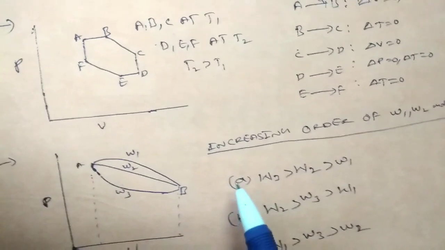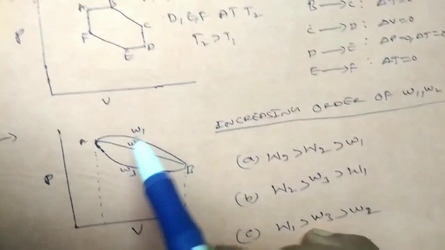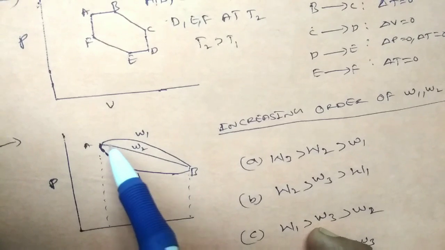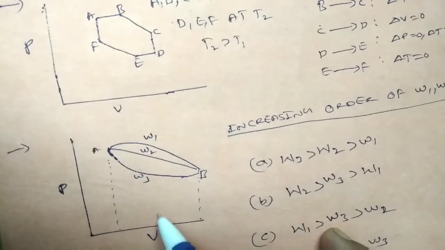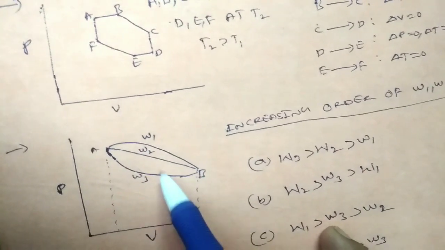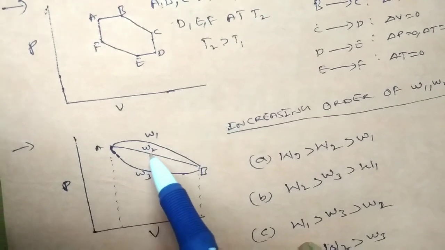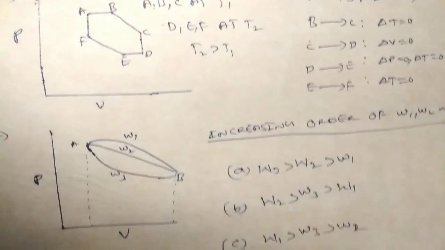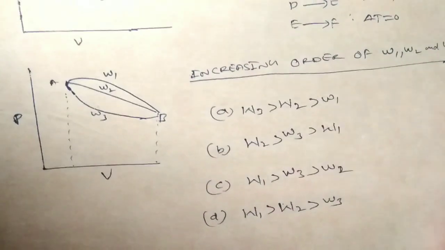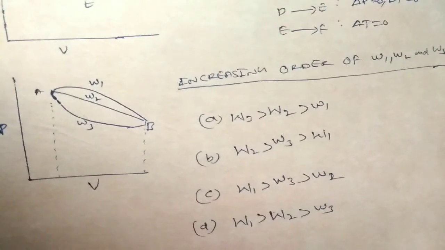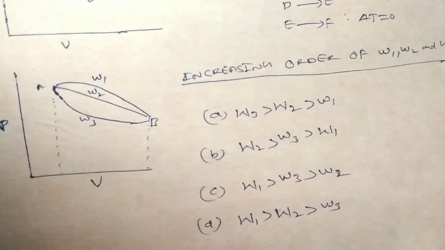So the higher the area, the higher the work done. You just have to remember it like that: if the area is more, work done will be more. So when you take W1, under this one you have more area. Under this line, the area will be less as compared to W1. Under this curve, the area would be less as compared to W2 and W1. Based on the area under the curve, we have to identify the work done.